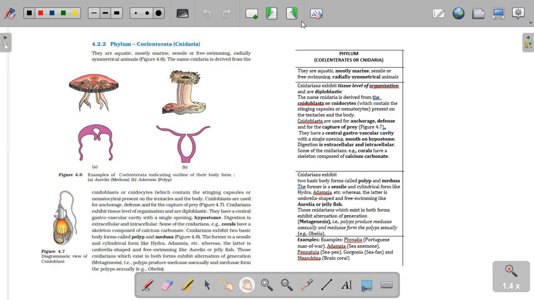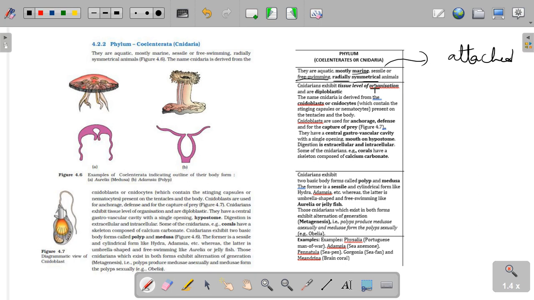Let's move to the characteristic features, where they live. They're mostly aquatic in nature, marine in nature. Sessile means attached to the bottom of the ocean, the floor of the ocean or wherever they are living. Or maybe they are free swimming, that means they are not attached. Opposite of sessile is free swimming. And the body is radially symmetrical.